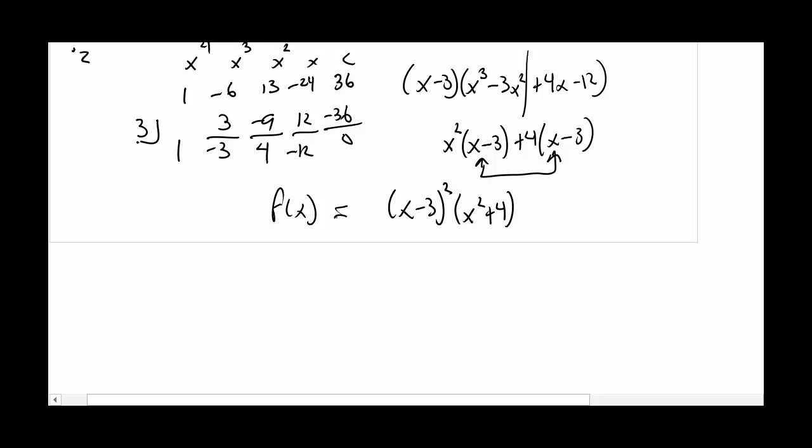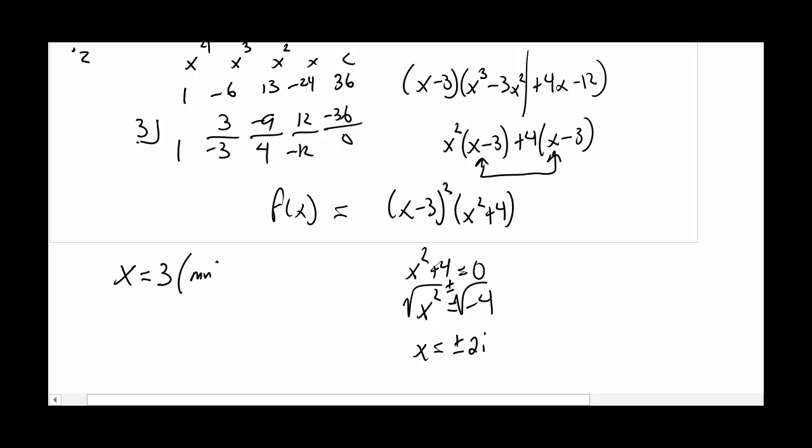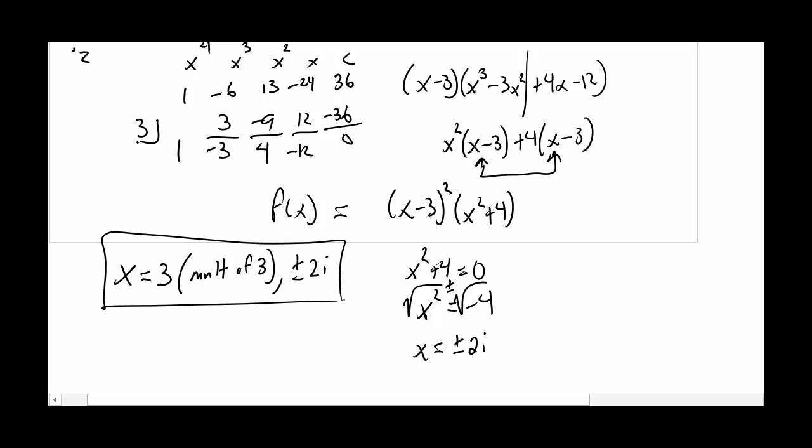And our task was to find the zeros. So if I do x squared plus 4 equals 0, I get x squared equals negative 4. Take the square root of that, so it gives me plus or minus 2i. Okay, so what are our zeros? We have 3 that has a multiplicity of 3, and I have plus or minus 2i as far as all of my nice fancy solutions go.